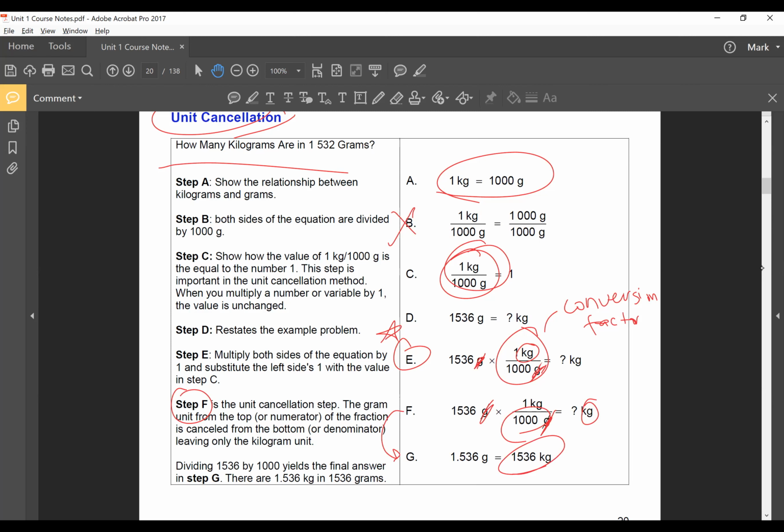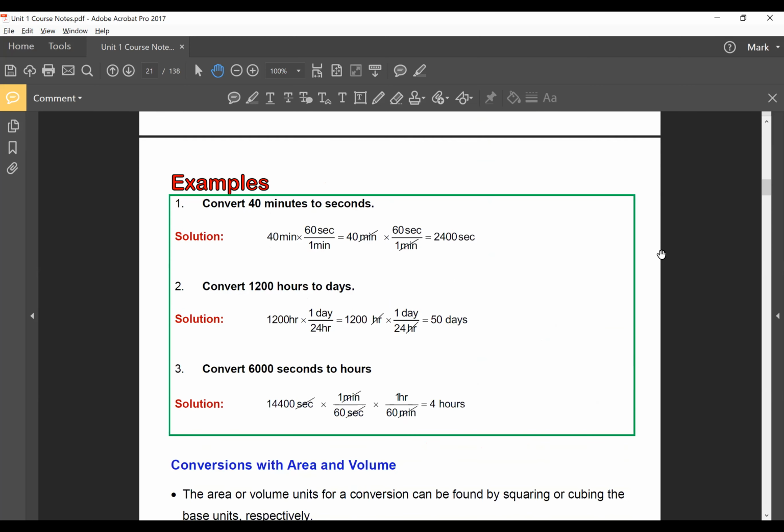Is that right? I feel like there's a little typo here. There's totally a little typo here. And I didn't notice that when I taught that. But when you divide this by 1,000, you would get 1.536 kilograms, okay?